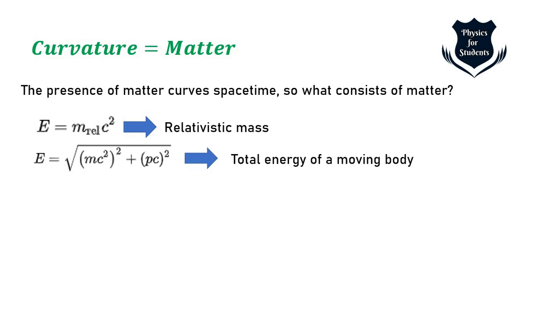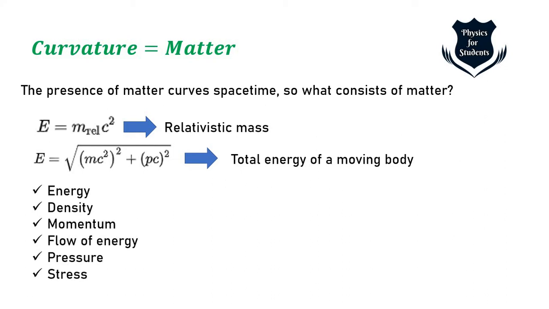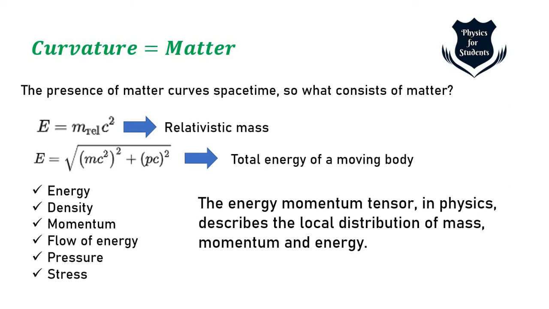So we need to catalog a whole lot of information. What does it contain? It contains energy density, momentum, flow of energy, pressure, as well as stress. All these things should be catalogued in such a way that if we are trying to point out the movement of mass, we should be able to get all of those things. So the energy momentum tensor in physics actually describes the local distribution of mass, momentum, and energy.